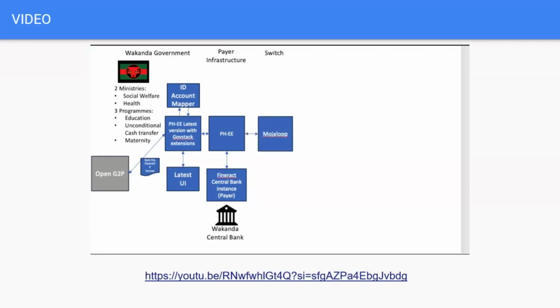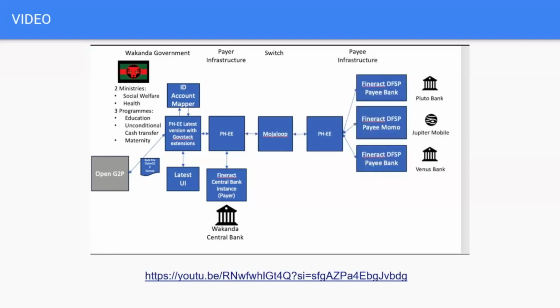The regional switch is provided by Mojaloop, which was deployed within the region. This switch has connections to DFSPs that the beneficiaries have accounts with. The payees could be a range of Momo or bank accounts. In this instance, they're also using Fineract for their core banking systems. The beneficiaries may use Open API mobile banking or mobile wallet applications such as those provided by a range of open source providers.